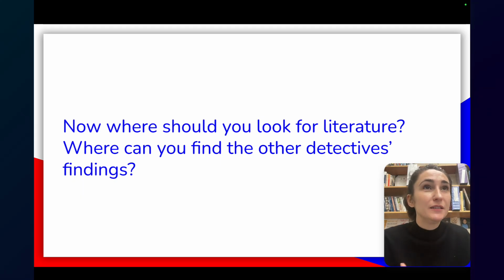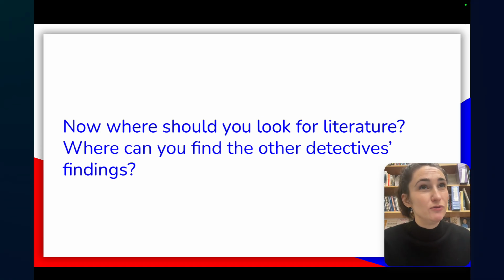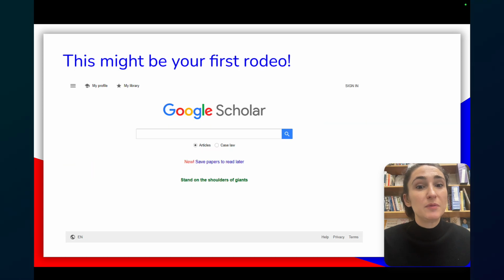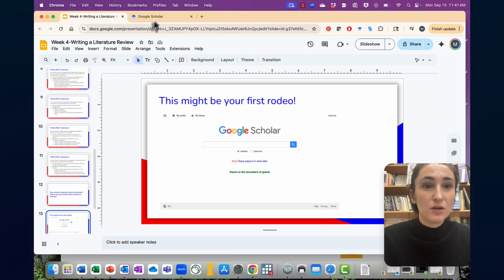Now, where should you look for literature? Where can you find these other detectives' findings? This is not a regular Google search. Just to be clear, if you do a regular Google search, it's going to be problematic for you. These do need to be peer-reviewed scholars, okay? So this is the first place that I would recommend going.